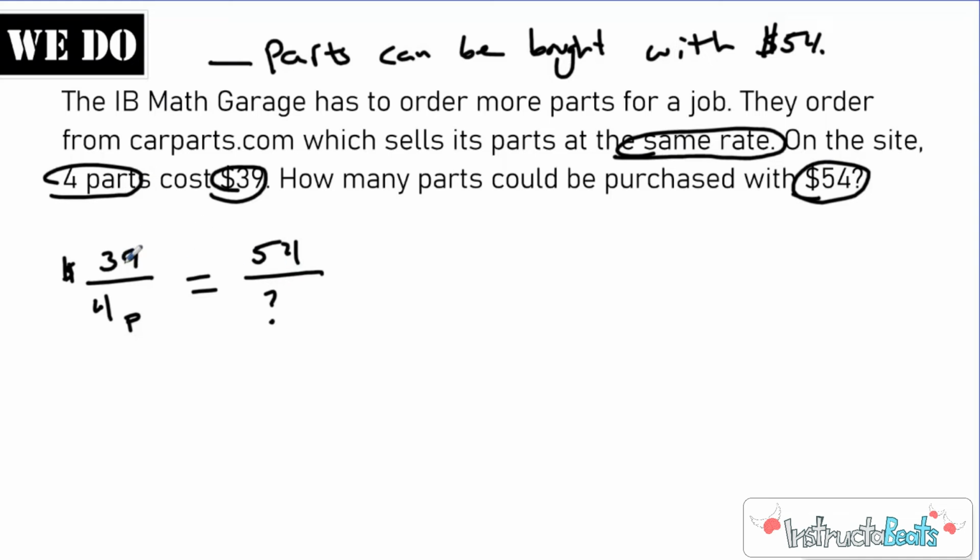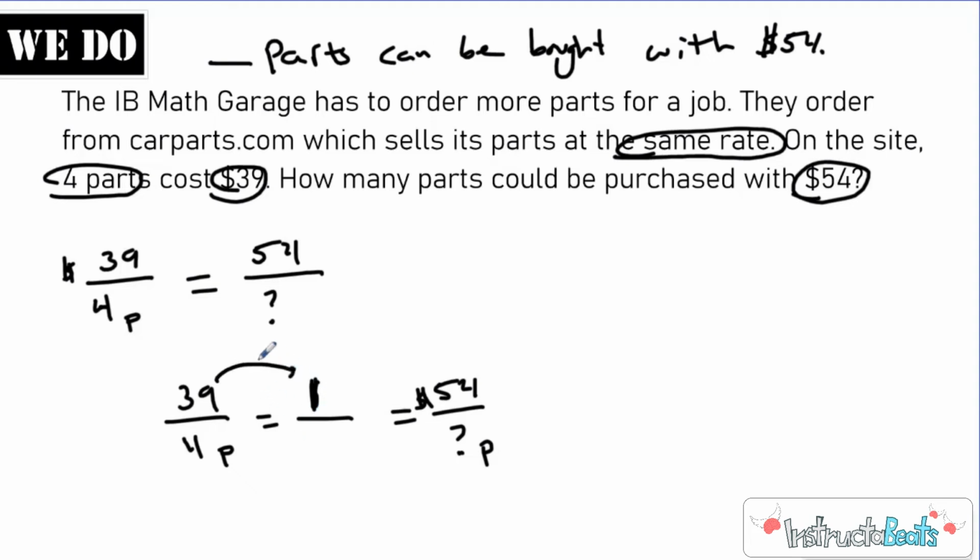Now again, I don't see a nice relationship with the rate or the scale factor. So I'm going to rewrite this to help me find out my unit rate first. So $39 for every 4 parts equals some unit rate, and I want to use that to figure out how many parts I can have. For this one, I already know the amount of money I'm going to spend at the end, which means I need to turn my dollars into 1. I need to find my unit rate for how many parts I could buy with $1.